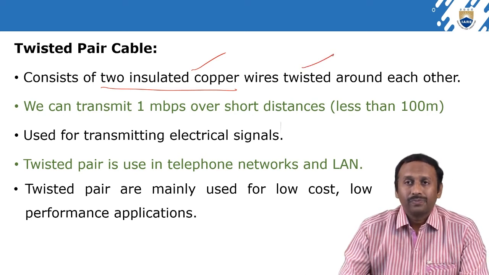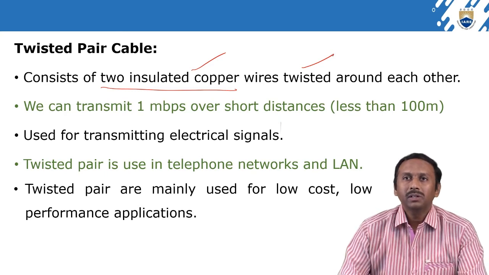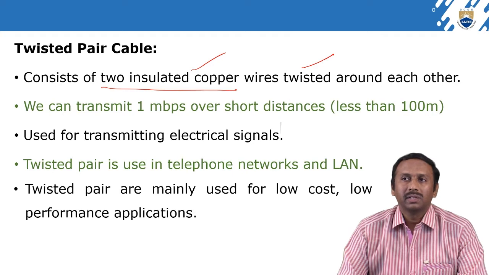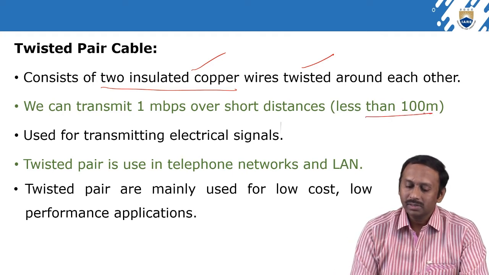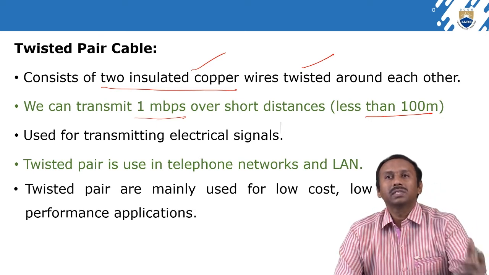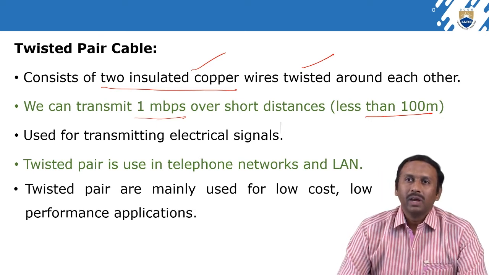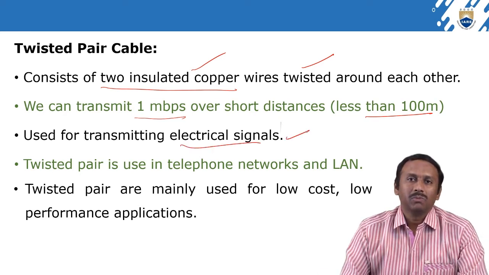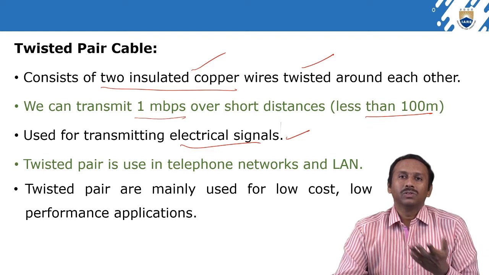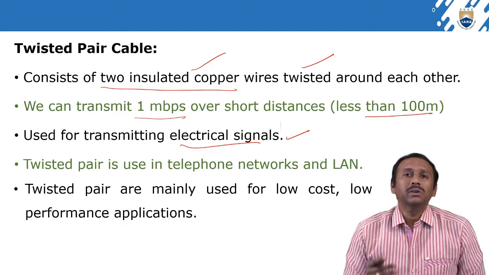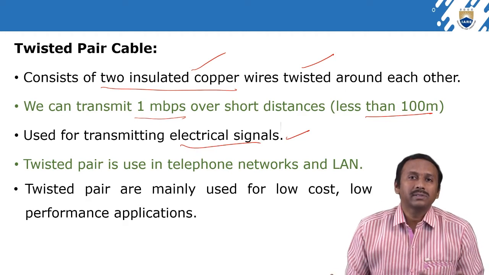These are used for data transmission, and we can transmit 1 Mbps over a short distance, less than 100 meters. So with a speed of 1 Mbps, we are able to transfer data using such twisted pair cables, and they are used for transmitting electrical signals. Obviously, when we use those cables for lights and fans, we are transmitting electrical signals.